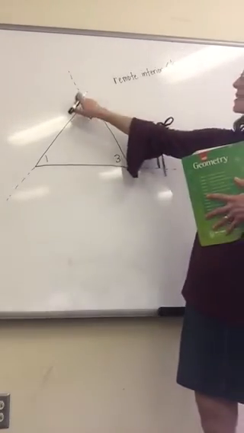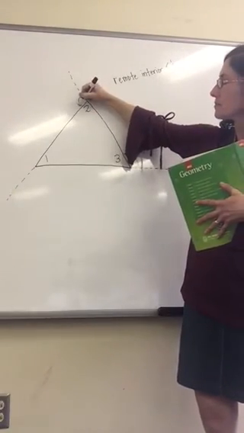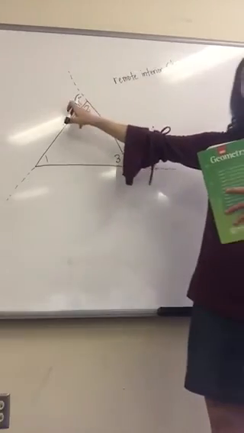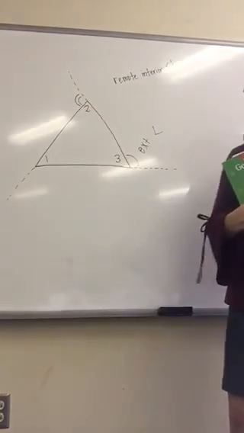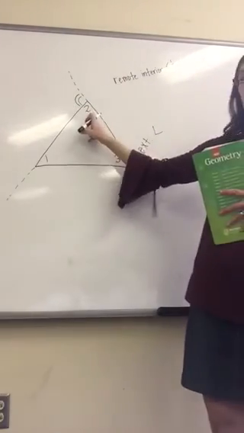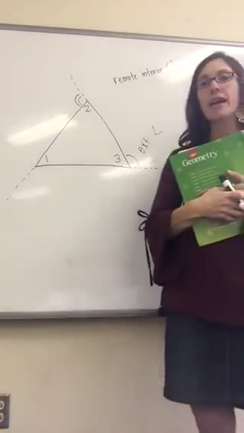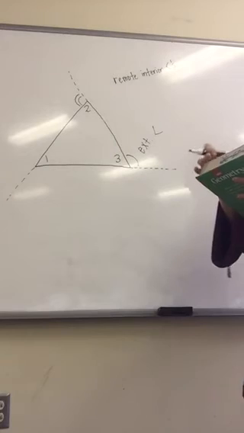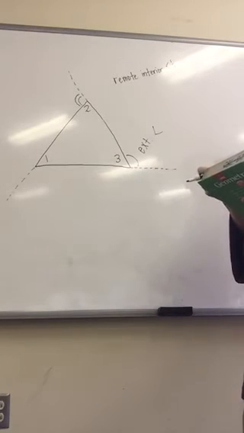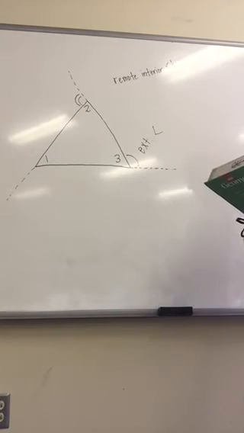Let's look at this exterior angle right here. Where are its two remote interior angles? Well, it can't be the one that's adjacent to it, so it's got to be 1 and 3, the two that are far away. All right, let's go back to this. Give me just a second to make sure that I have covered that.